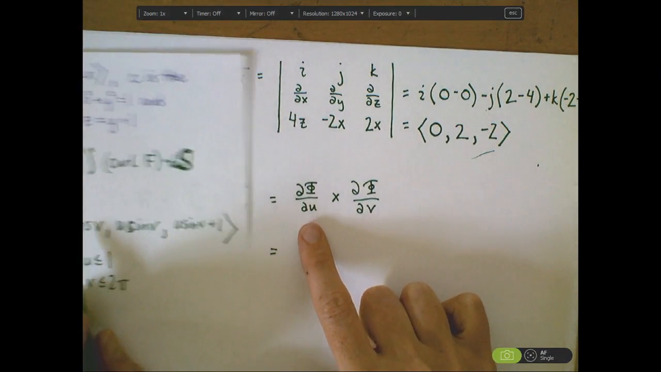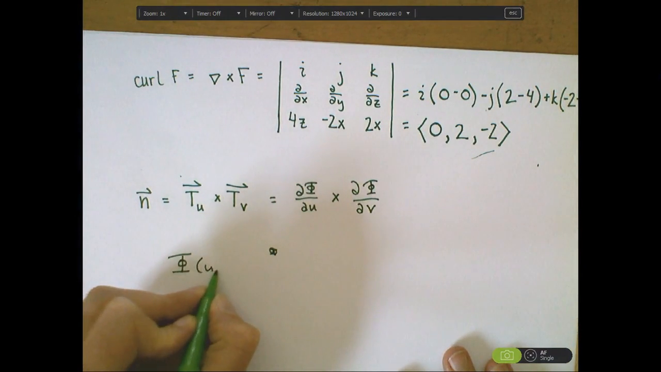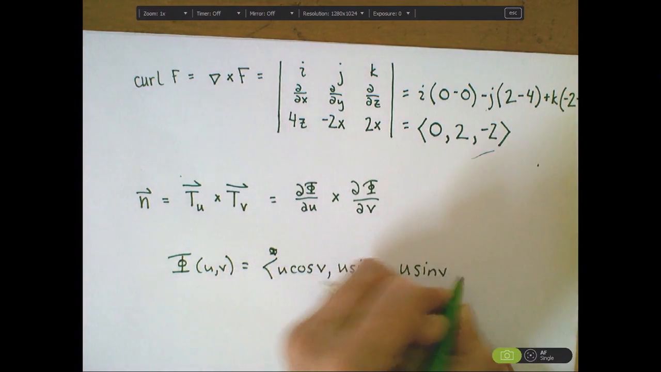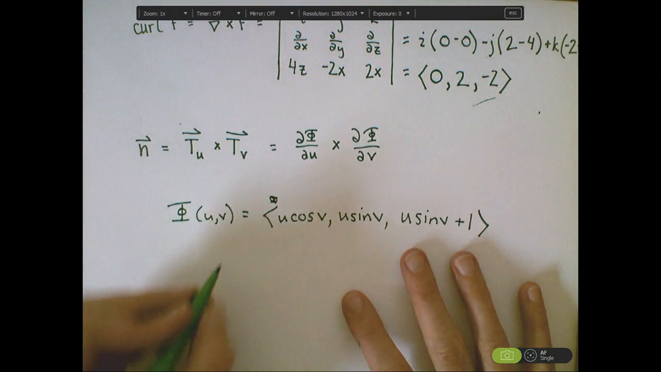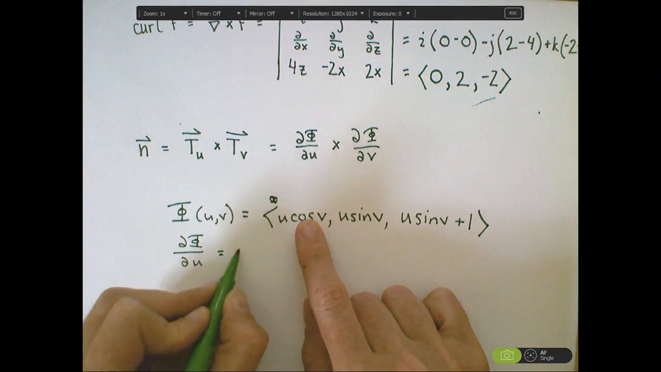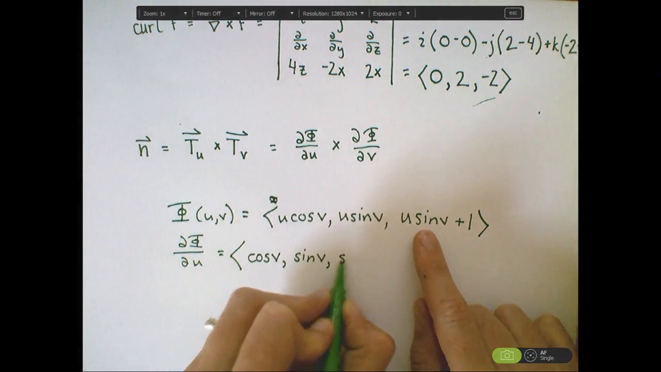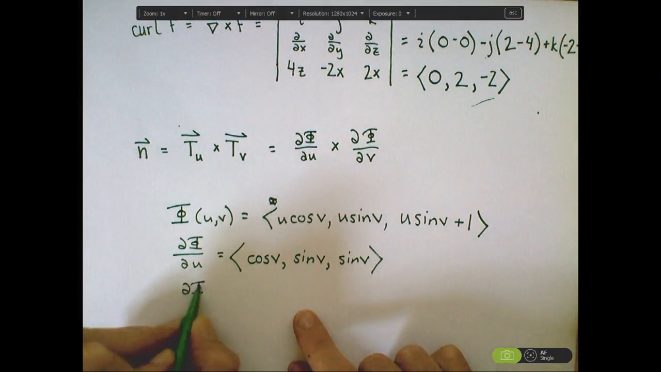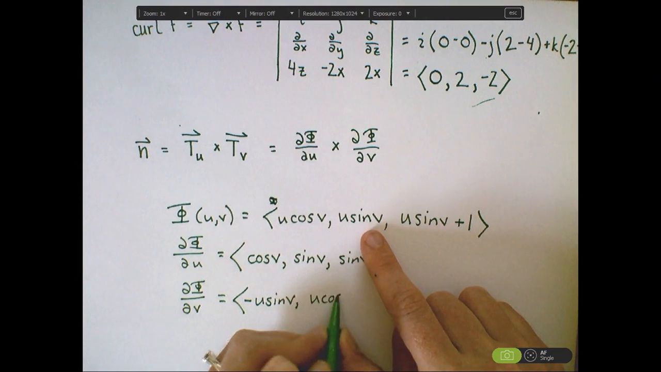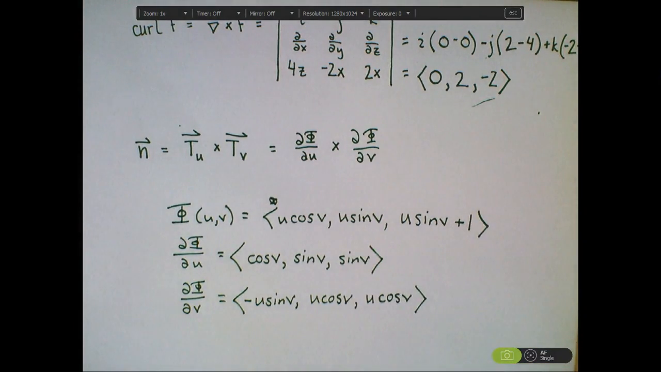Maybe I'll write it over here. Recall that our parameterization in this case was given by u cosine of v, u sine of v, u sine of v plus 1. And you could parameterize this differently, but this is the one that I chose. That means that the partial of this with respect to u is going to treat v as a constant. So if u is my variable, this is just a coefficient, and I am left with cosine of v, sine of v, sine of v, my partial with respect to u, and my partial with respect to v, treating u as a constant, is going to be negative u sine of v, u cosine of v, and u cosine of v, because the one just drops off. Let's take the cross product of these two vectors.